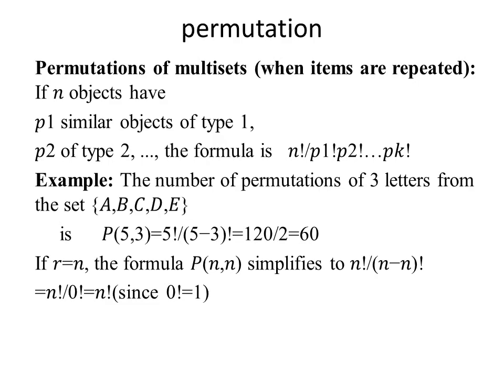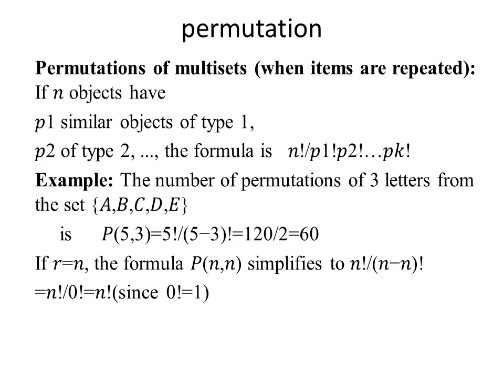Permutations of multisets. If n objects have p1 similar objects of type 1, p2 of type 2, the formula is n factorial over p1 factorial into p2 factorial and so on to pk factorial. Example: the number of permutations of 3 letters from the set ABCDE is P(5, 3), that is 5 factorial over (5 minus 3) factorial, that is equal to 120 by 2, that is equal to 60.